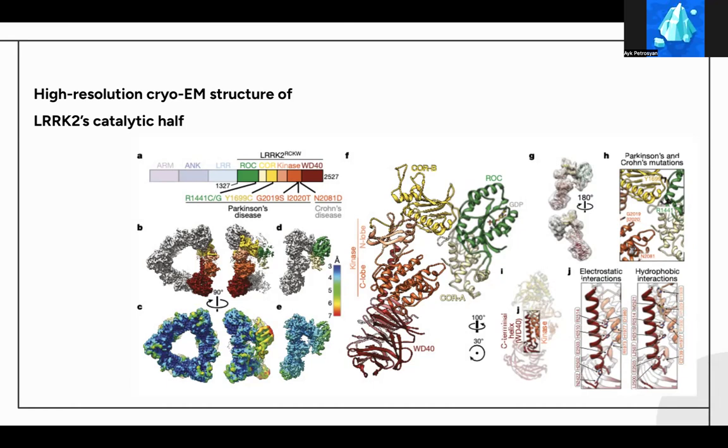The structure revealed an overall J-shaped conformation with the ROC and COR-A domains flexibly arranged and closely associated with the C-lobe of the kinase. This spatial arrangement hints at a mechanism for GTPase-kinase crosstalk, an important feature of LRRK2 function.